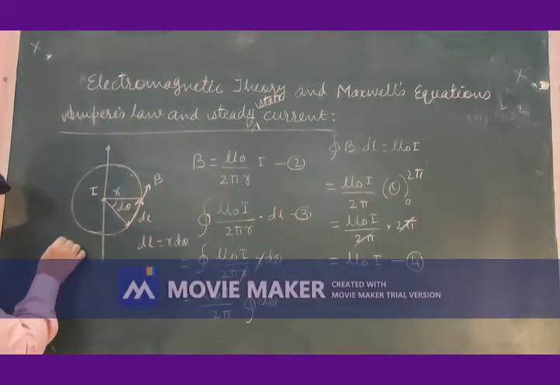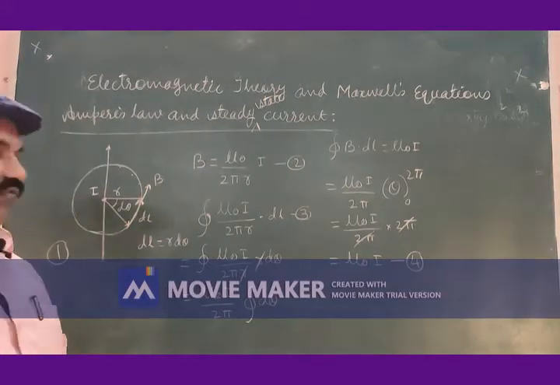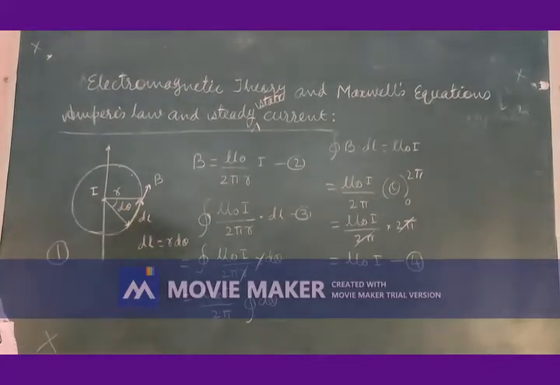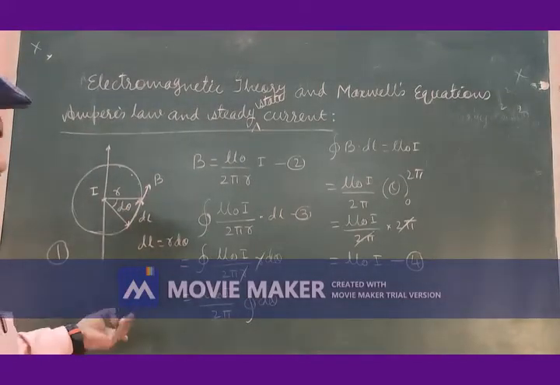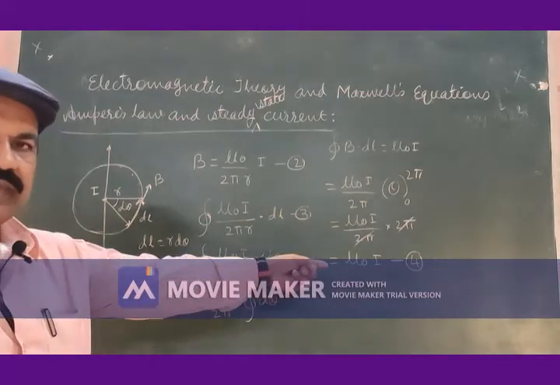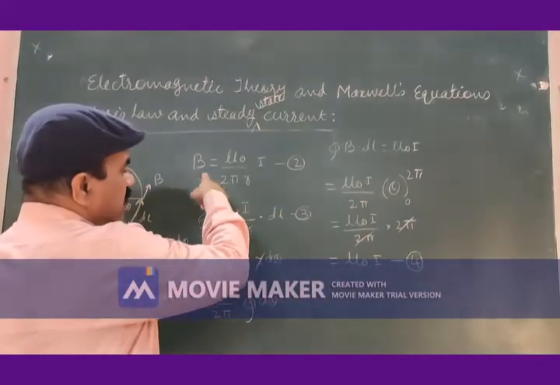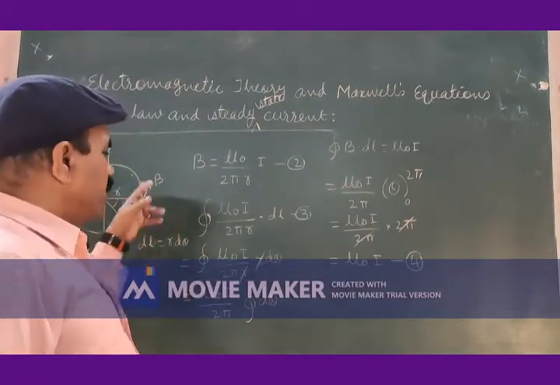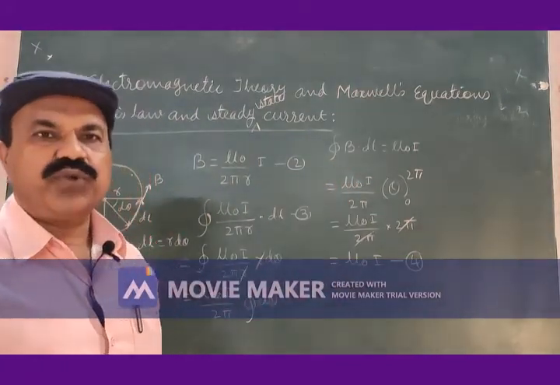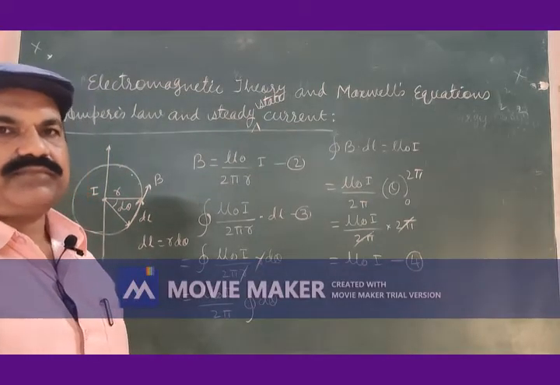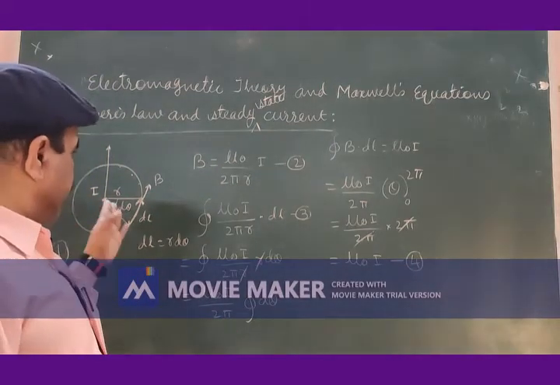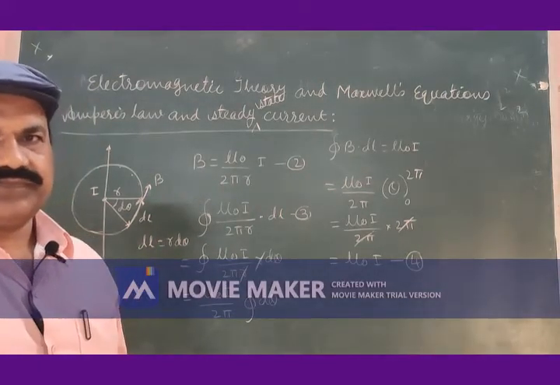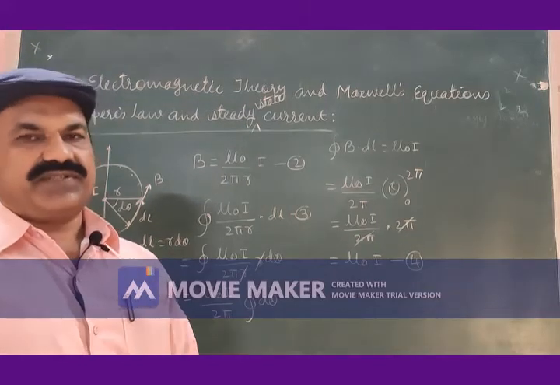So for a situation like in figure 1, the line integral of magnetic induction around this closed path is equal to mu 0 times the current I. Here the closed path is a circular path, a circle. This may not be true always.